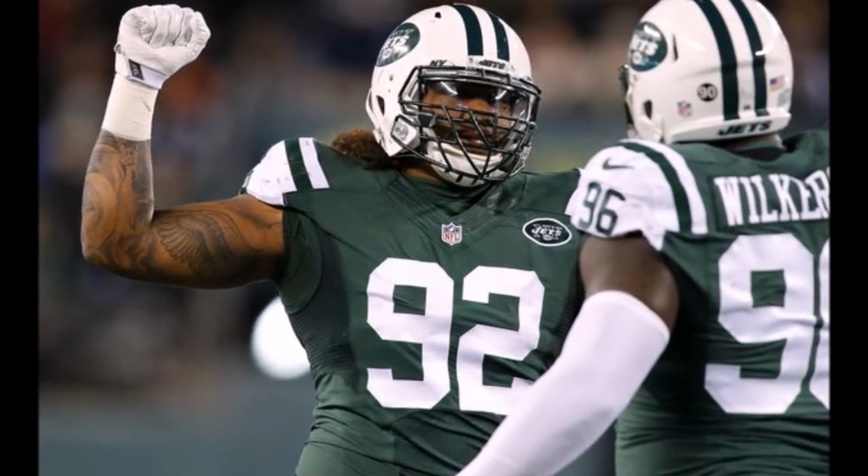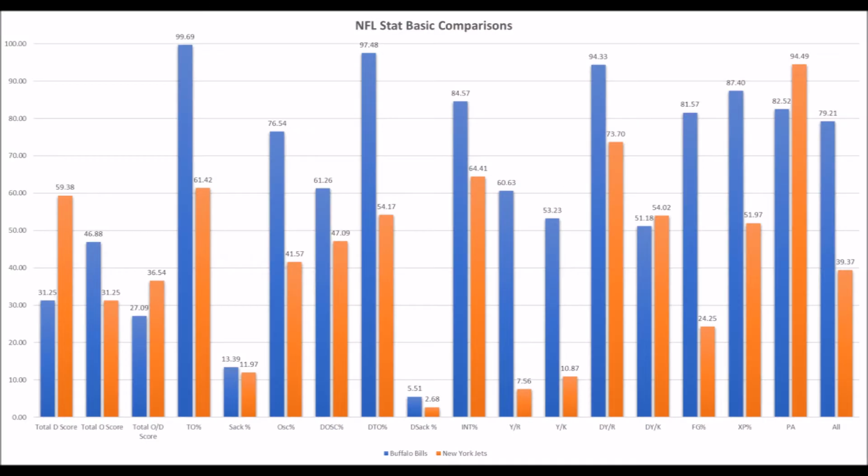So starting with this game between the Bills and the Jets, starting with the NFL Stat Basic comparisons, which essentially looks at all of the team data, looking at the turnover percentage on offense, the ability to prevent sacks, the ability to put points on the board, the ability to prevent points from being put on the board, the ability to create turnovers on defense, create sacks on defense, create interceptions on defense, and of course special teams and all the other sort of data.